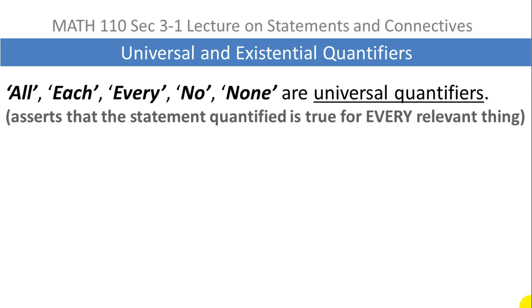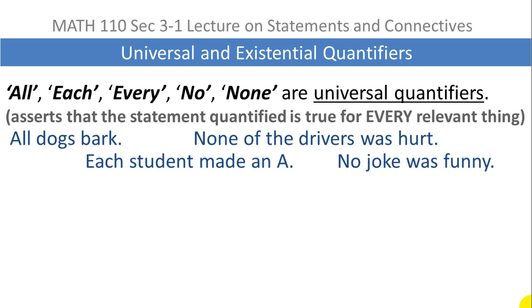So when I say all people breathe air, it's like I'm spreading my hands out, I'm including everybody. Each, every, and no person has 10 arms. I'm including everybody in that by quantifying that way. So those are the quantifiers that spread out to the whole universe. Hence they're called universal quantifiers. For example, I could say all dogs bark, none of the drivers was hurt, each student made an A, no joke was funny. All universal.